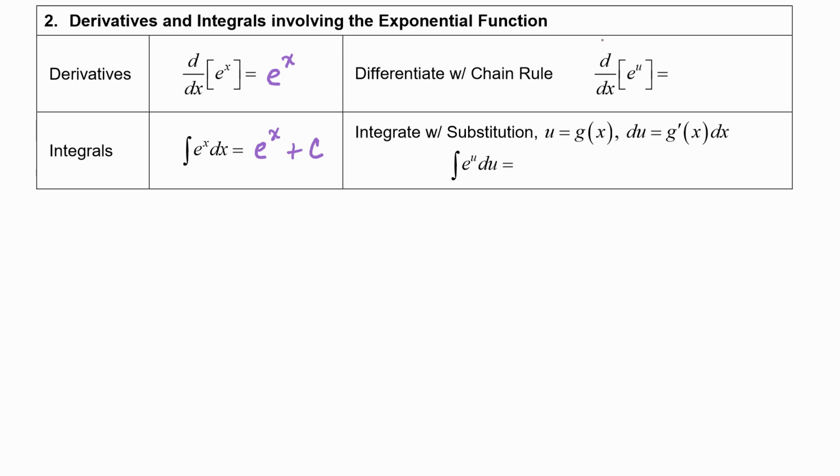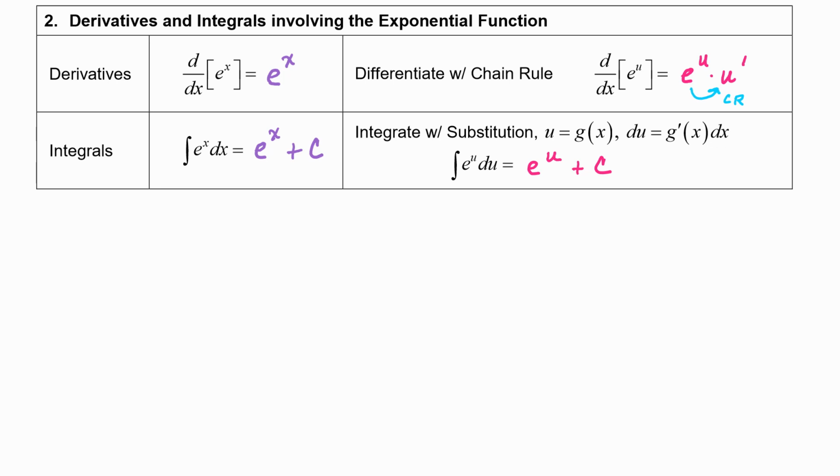Now, if we differentiate using the chain rule, we would have something like d by dx of e to the u. Then that's going to be e to the u times u prime. And this, of course, is the chain rule piece. If we integrate with substitution, where u is equal to g of x and du is equal to g prime of x dx, and we have the integral of e to the u du, then that's going to be e to the u plus c.